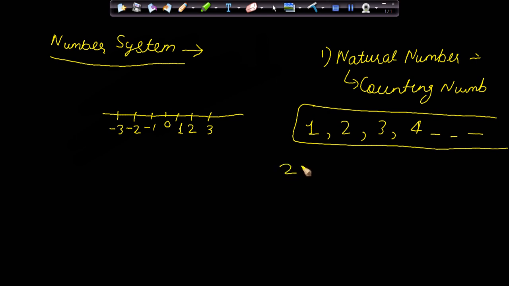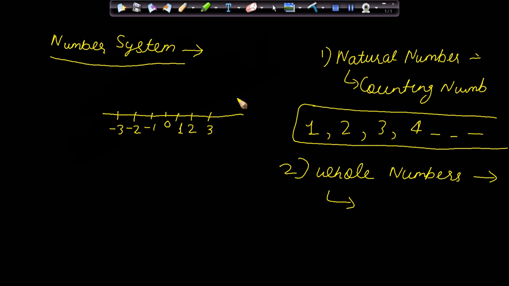Second one is whole number. Whole numbers is something which determine quantity. How much of something you have, that represents whole number.